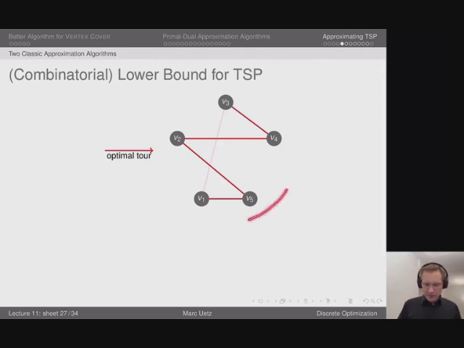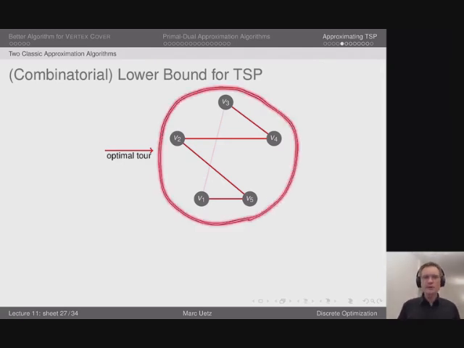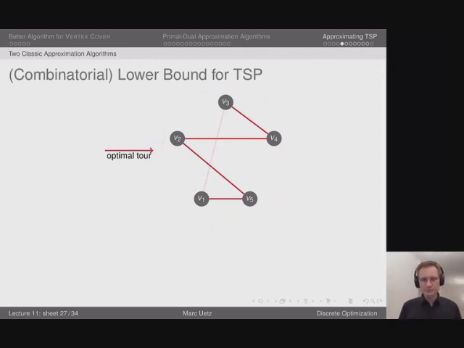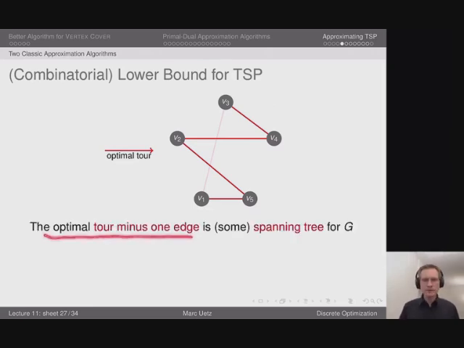Then what we have here is going to be a spanning tree for the graph. Okay, so let's summarize that. The optimal tour minus 1 arbitrary edge from that tour gives us some spanning tree for the graph. But that means if we compute a minimum spanning tree, the cost of that minimum spanning tree will be at most the cost of this particular spanning tree.